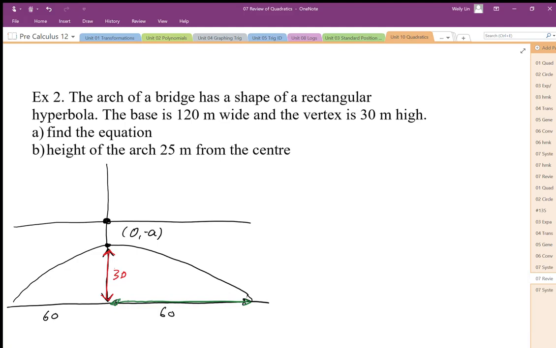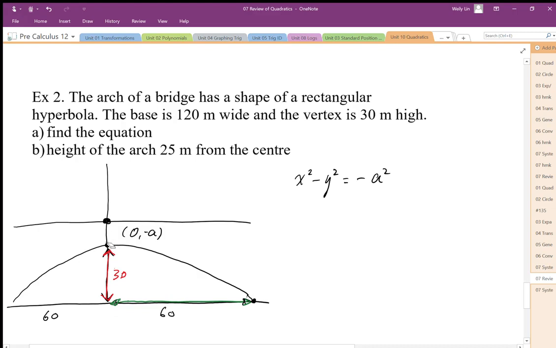So it says find the equation. Well, the equation of my hyperbola, since it's rectangular, is fairly straightforward. It's going to be x squared minus y squared equals negative, since I've got my transverse axis along y, negative a squared. Well, there's really only one thing to solve for. It's just a. So to find the equation, I need to find a, and I need to plug a coordinate into the graph.